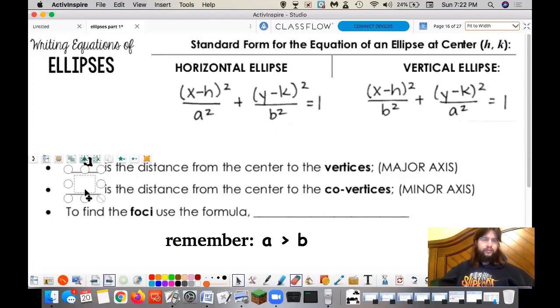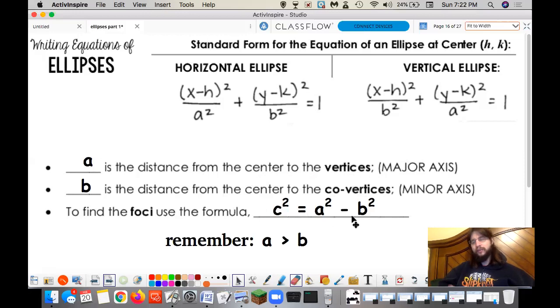So the distance from the center to the vertices is A. Distance from the center to the co-vertices is B. And to find your foci, C squared equals A squared minus B squared. Same thing, nothing new there. But instead of graphing the ellipses, we're going to be given the graph or given information and generate the equation. So let's jump right into it.